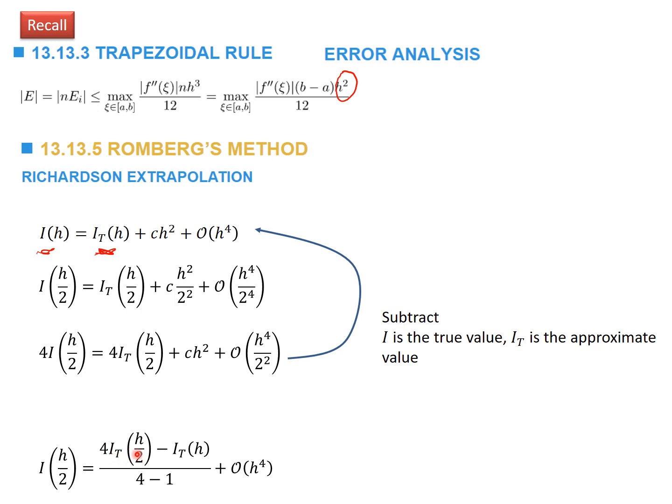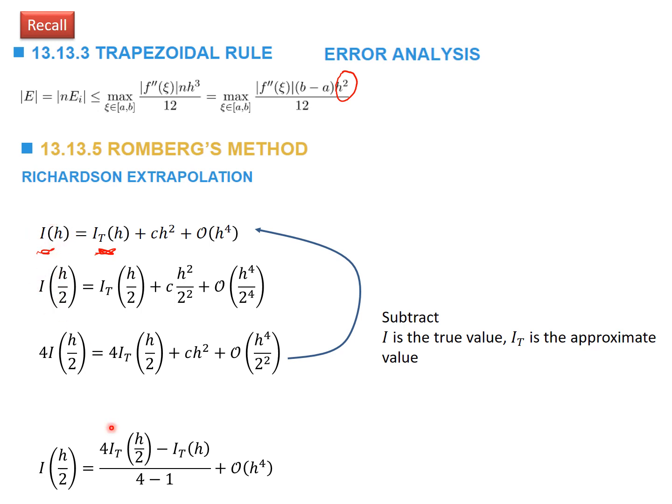Knowing that, I can then estimate I, which is the true value, to be equal to 4 multiplied by I sub t when I use half the step size, minus the trapezoidal approximation using the trapezoid rule with the width of h, divided by 4 minus 1, plus an error term that is directly proportional to h power 4. So really, what we did here is knowing two estimates for I, the error term is directly proportional to h squared.